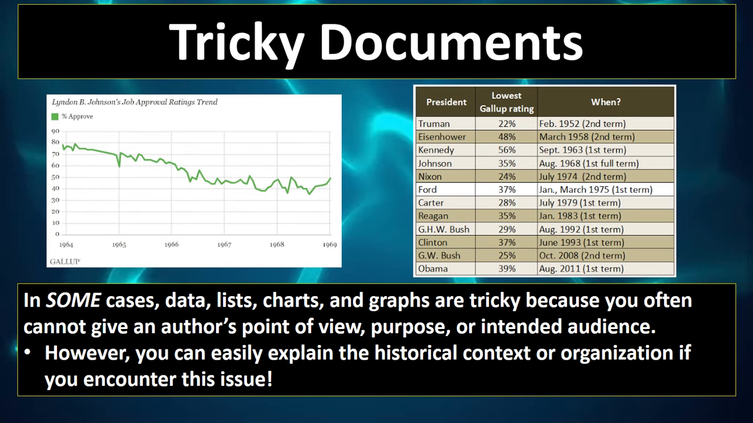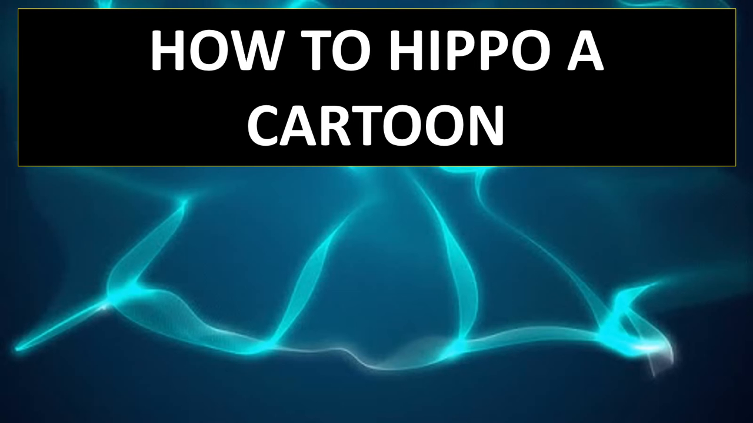Tricky documents. You'll have kind of a curveball thrown at you sometimes with some of the documents on a DBQ. What happens if you get data, graphs and charts and those sorts of things? In some cases, data, graphs, that can be tricky because you often cannot give an author's point of view, purpose, or intended audience when you're just given data. However, you can easily explain the historical context or the outside information, the O in HIPPO, if you do encounter this particular issue. And so those are some good examples.